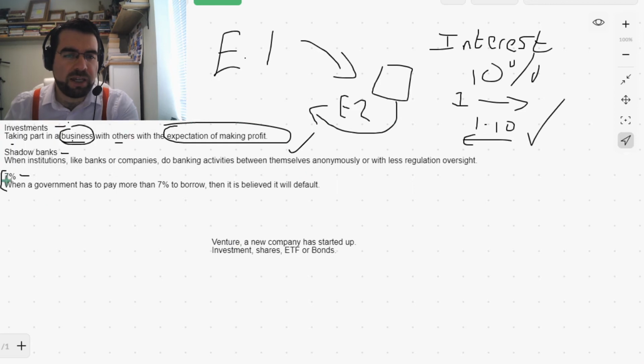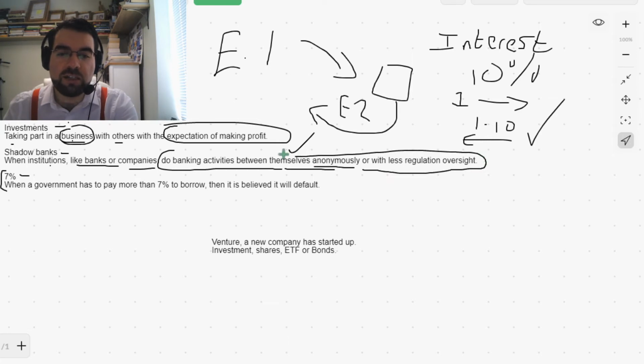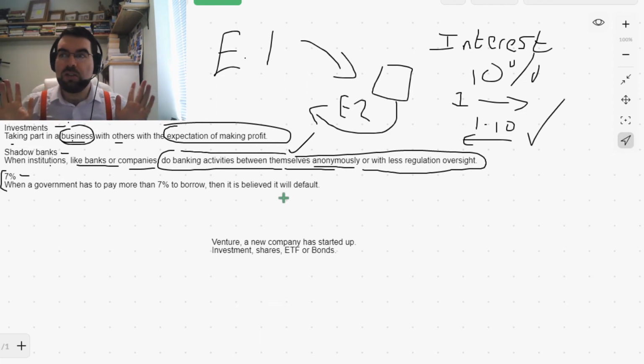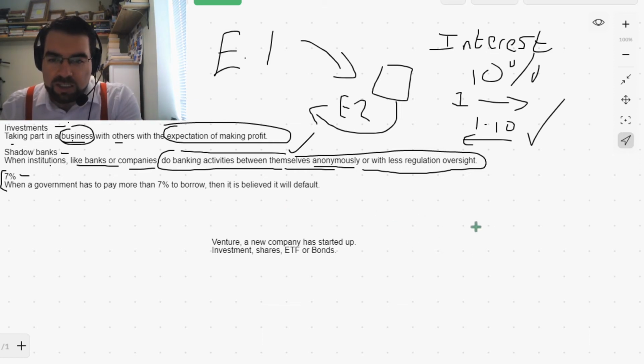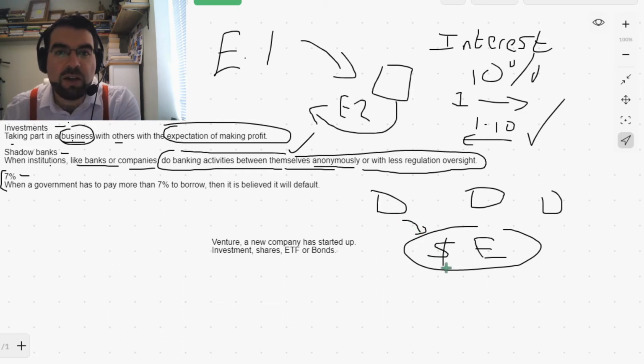Now, shadow banks. When institutions like banks or companies do banking activities between themselves anonymously or with less regulatory oversight. So they can buy and sell shares among themselves and no one's ever going to know. So let's say there's a pool of money here, which is liquidity. There's a bank here, a bank there, an institution here, and they'll go into this pool of money and buy and sell the shares, for example, and so will other people in that pool of money.